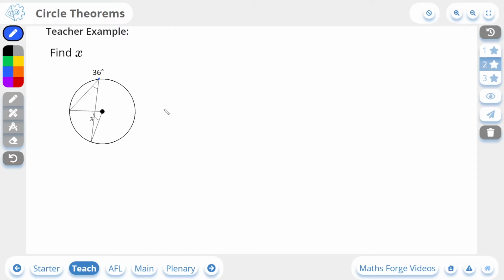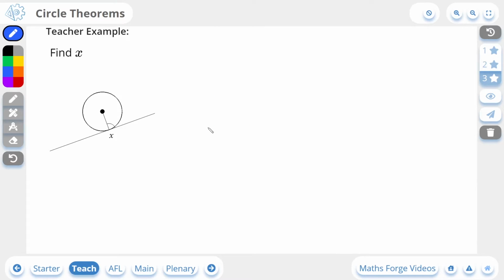So now we can conclude, because the angle at the center on the outside here is twice the angle at the circumference, x is equal to 36 multiplied by 2. And therefore x is equal to 72 degrees. And if we check our answer, there it is. Now for the 3-star examples, there are 3 circle theorems you need to be familiar with.